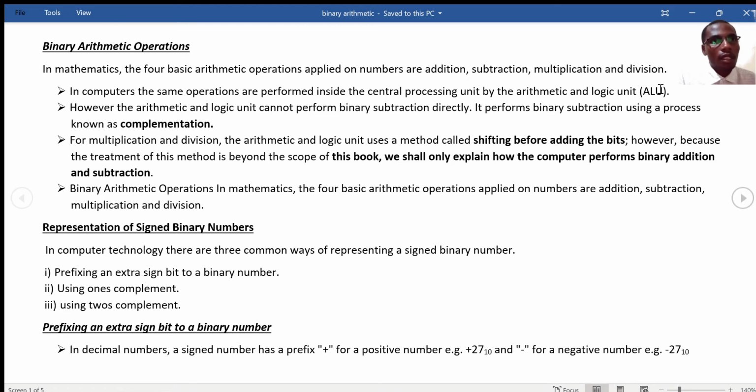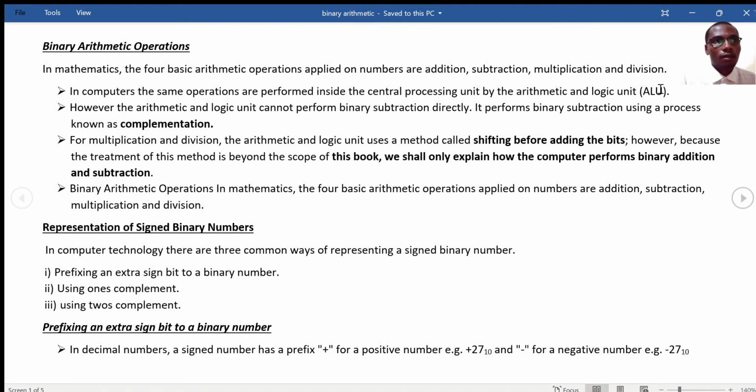So there is a way in which computers add, subtract, multiply and also divide binary numbers. It is not the same way we are used to with decimals: adding, subtracting, dividing and multiplying decimals. In binary, it is not that way. We are going to learn how it is done in just a few minutes. So it is just an introduction, and you should know that the arithmetic and logic unit performs all those calculations.